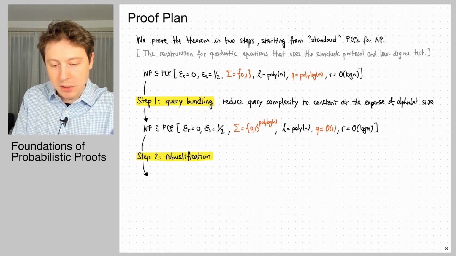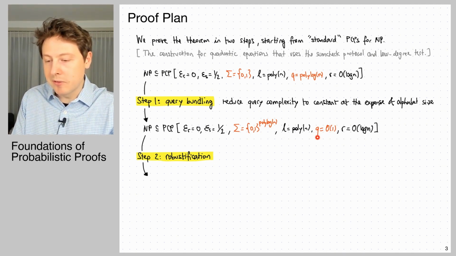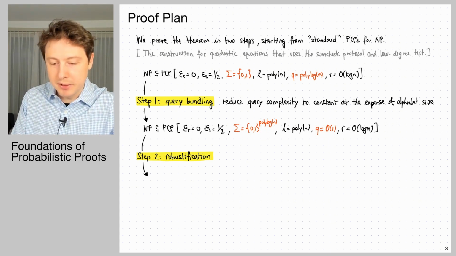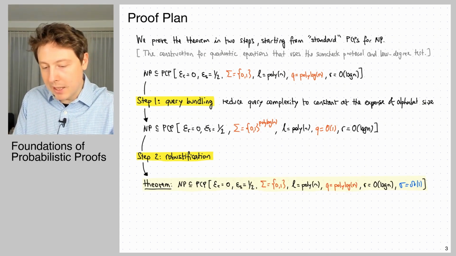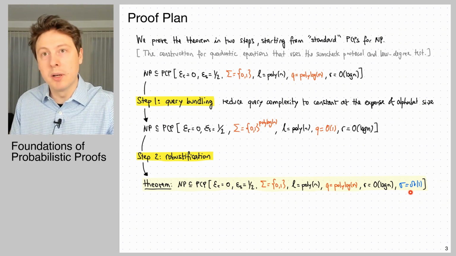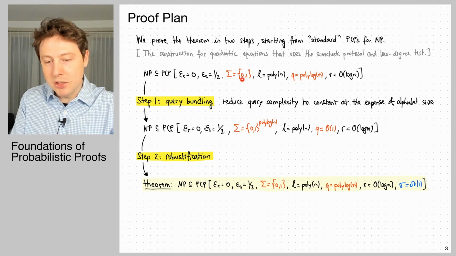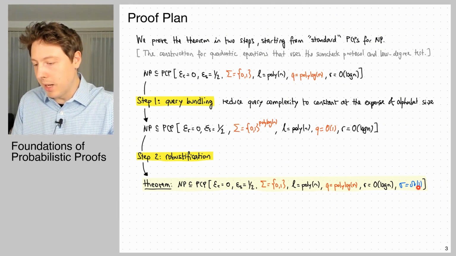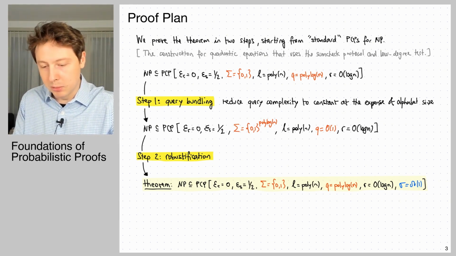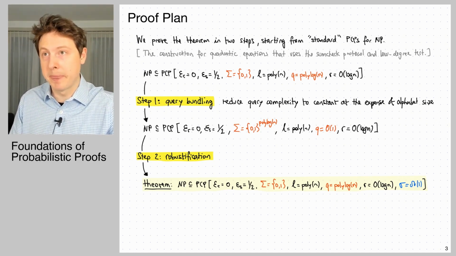And the second step is called robustification. It's a generic way of saying: once you have constant query complexity over a large alphabet, you can go back down to the binary alphabet and back down to polylogarithmic query complexity, but now you're able to get a constant robustness parameter. So when you apply these two steps one after the other, we're back to where we started, but we also have this constant robustness.